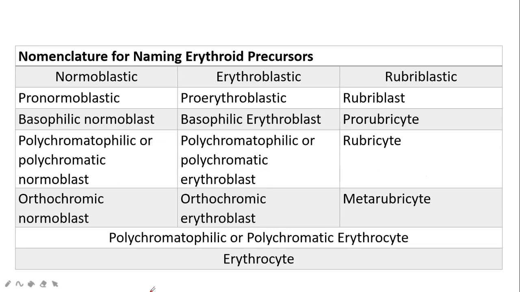So the maturation of your red blood cells has this nomenclature or these names. So do not get confused kay pareho ra ni sila og meaning, pareho ra na sila nga stage. So we have here the first stage, your pronormoblastic or your proerythroblastic or your rubriblastic. Lahi lang siya og naming, but actually similar lang na sila og stages. Next is basophilic, and you have your polychromatophilic, your orthochromic, your polychromatophilic or polychromatic erythrocyte, and your erythrocyte or the mature nga red blood cells.